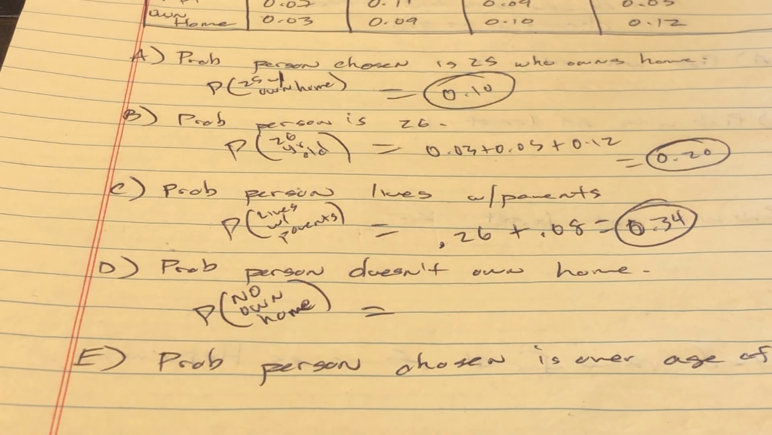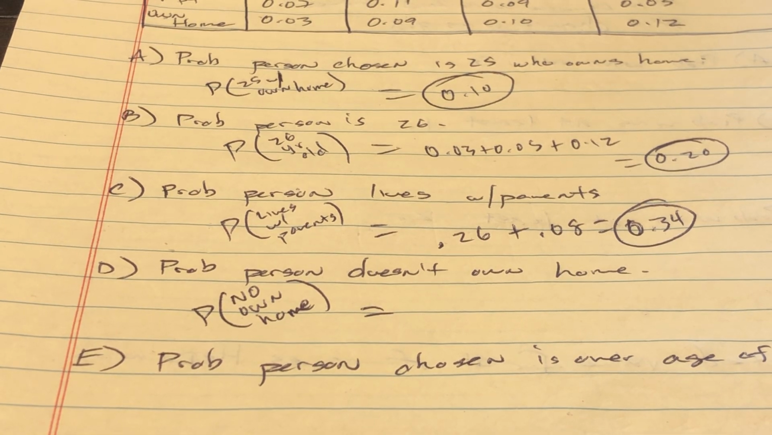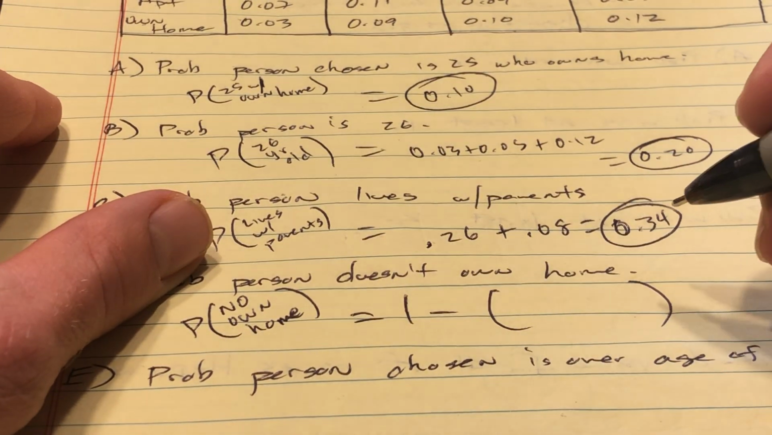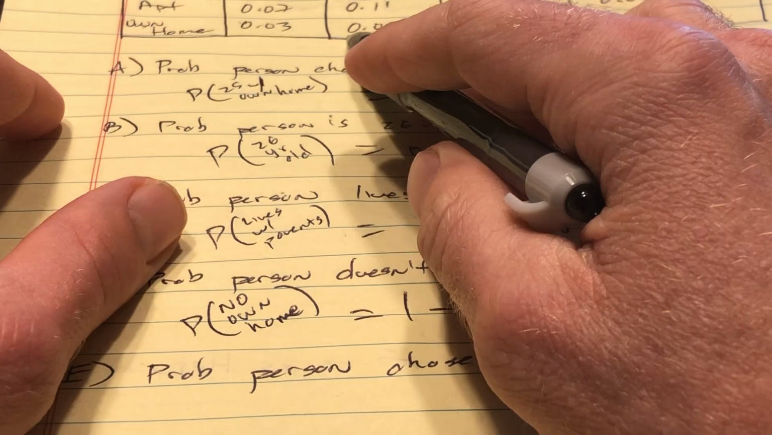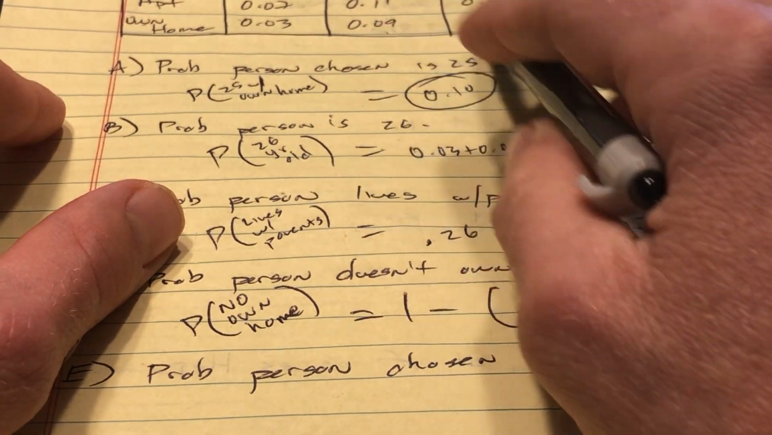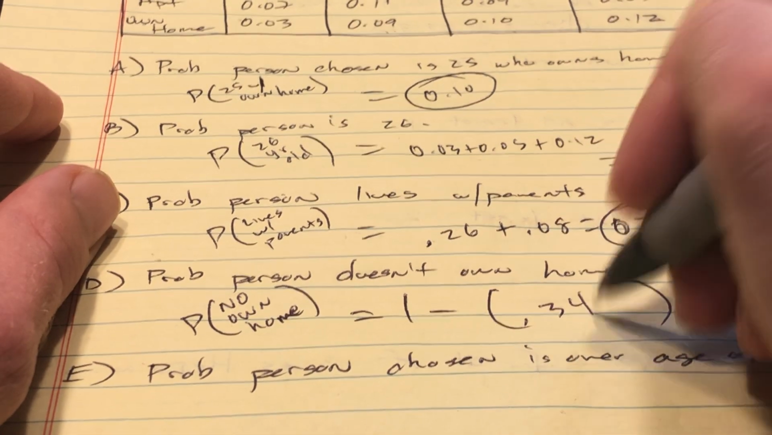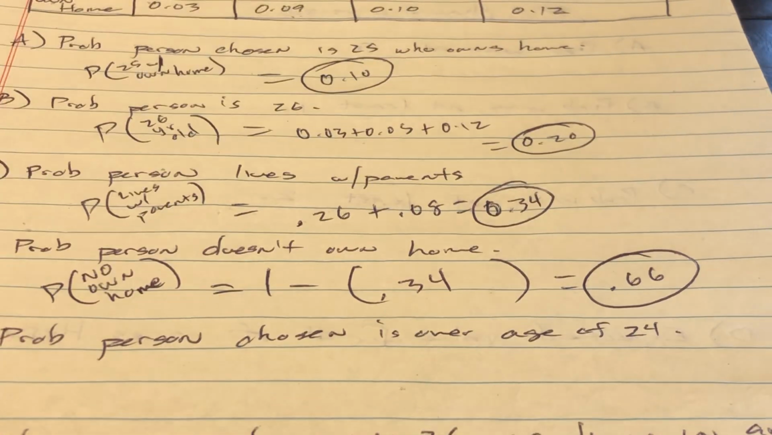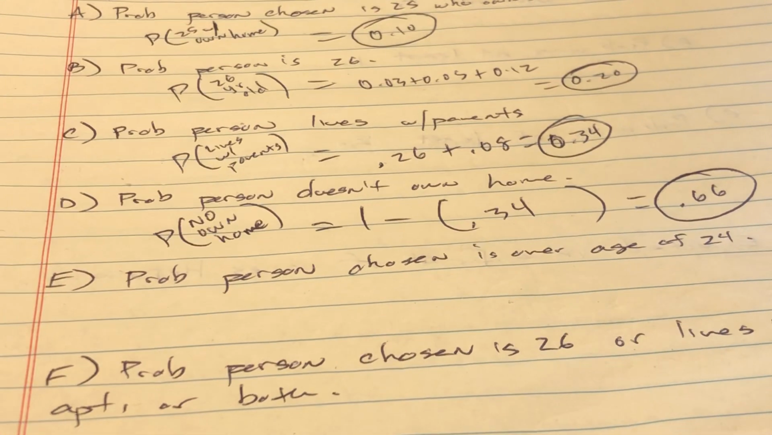Probability that the person doesn't own their own home. Did we find the probability that they own their own home? No, we didn't. So, what is the probability that they own their own home? I am going to add this row up. That is 12, 22, 34. Oh, I think my doctor just called. So we're going to finish this up. 0.66.